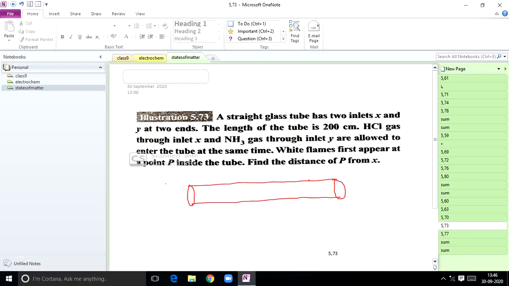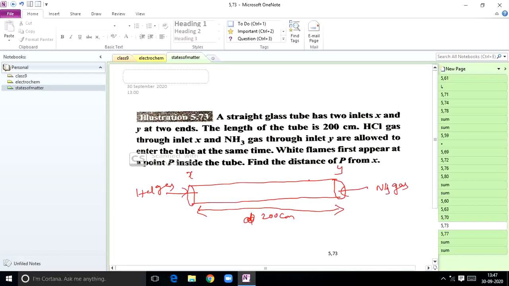The total length of the tube is given as 200 centimeters. Next, HCl gas is passed through inlet X. So this is inlet X and this is Y. From this inlet X end, HCl gas is passed, and ammonia gas is passed through inlet Y, from this side.